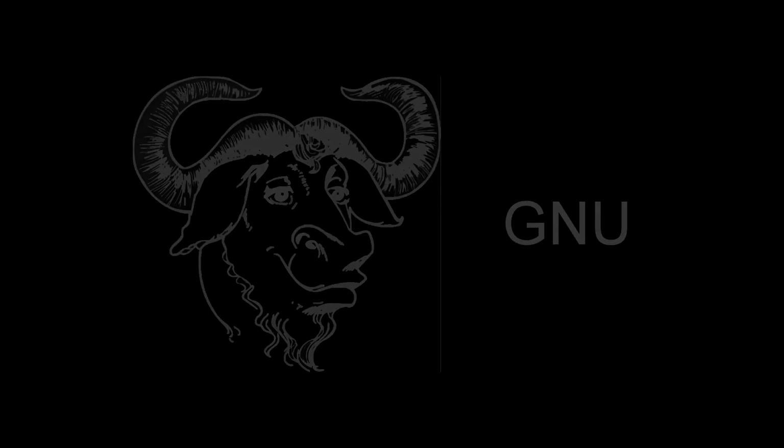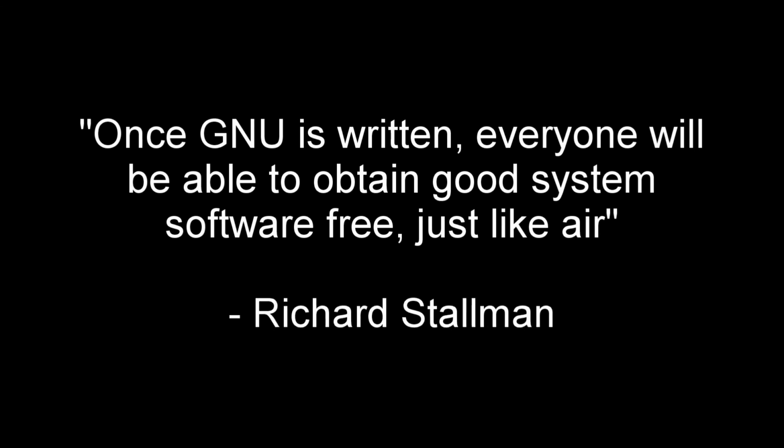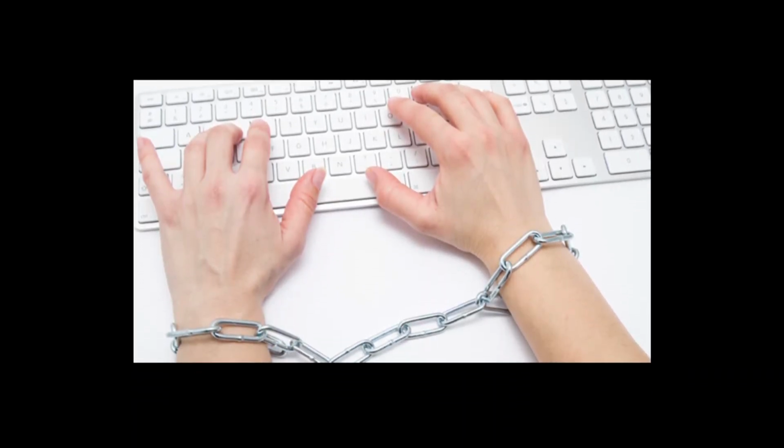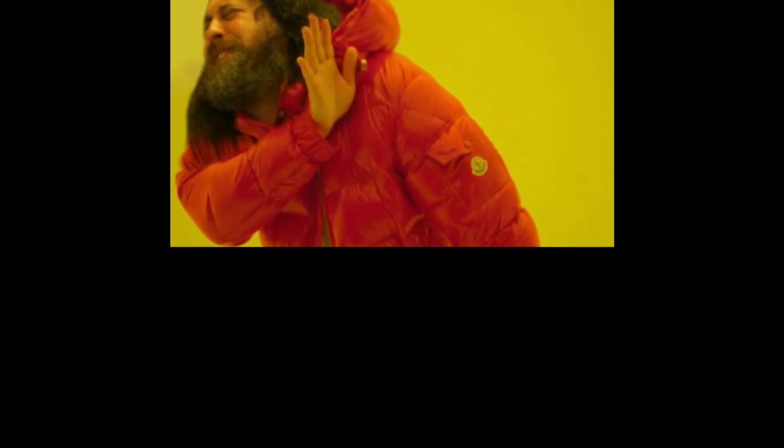However, the Linux kernel doesn't make up a whole operating system by itself, and that's where GNU comes in. GNU stands for GNU is not Unix. It was created by Richard Stallman in the 1970s as an alternative to Unix, which was the most popular operating system at the time. However, Unix wasn't free and you couldn't alter the source code to customize the operating system depending on your needs. This was a huge problem for engineers like Richard Stallman.